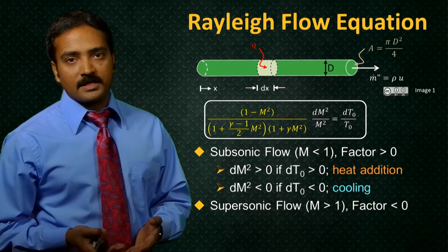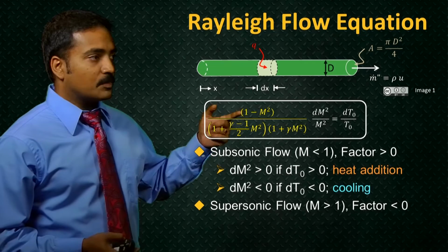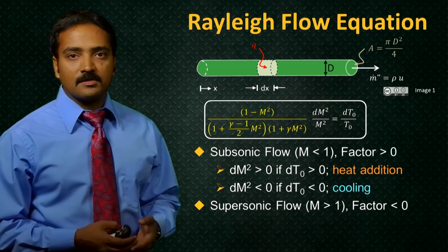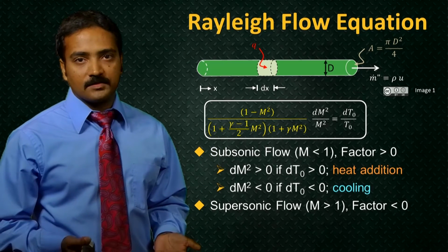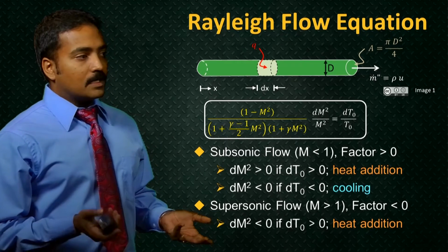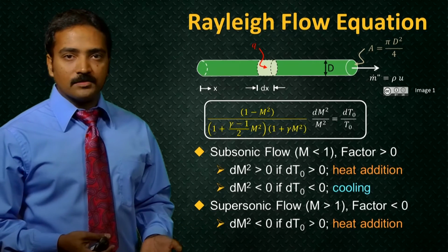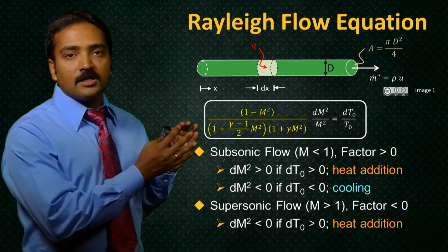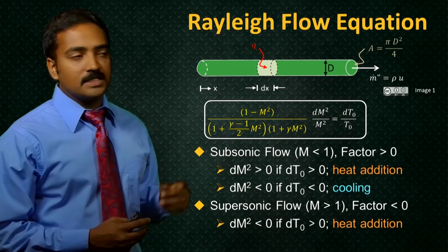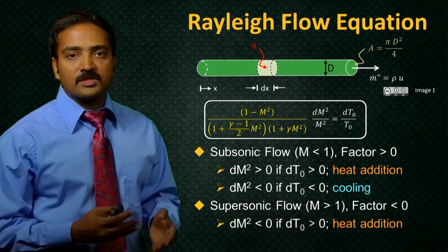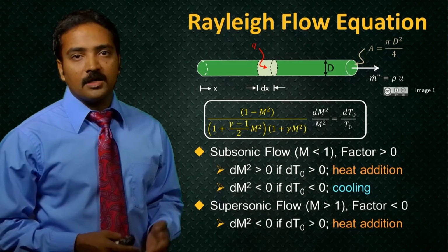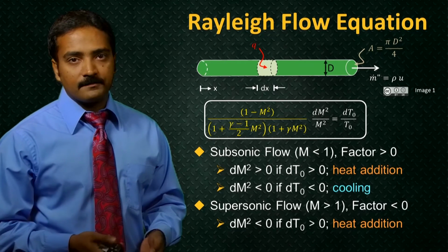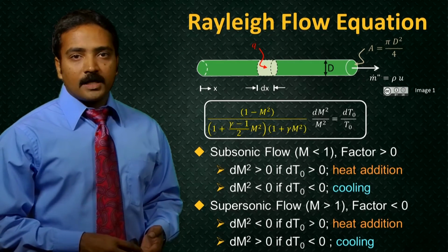In the case that the Mach number is greater than 1, this numerator 1 minus M squared is going to be negative, which essentially means the whole factor, which is in terms of the Mach number, is going to be negative or less than 0. Now, in the case that we're adding heat, which is what the combustor is designed to do, dT0, the right-hand side, is going to be a positive number. The overall left-hand side now needs to be a positive number. We just said that the factor is negative, which means dM squared needs to be negative. In other words, when you add heat to a supersonic flow, you're going to slow down the flow, or decelerate it.